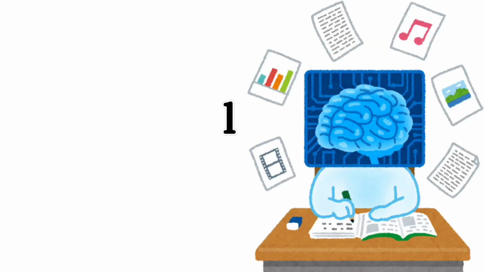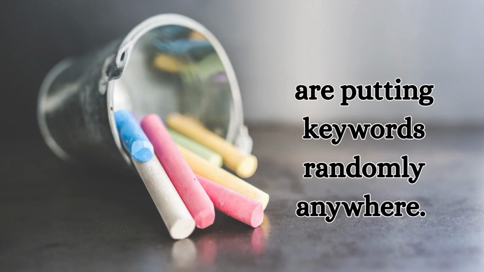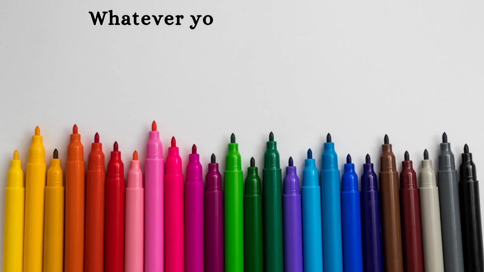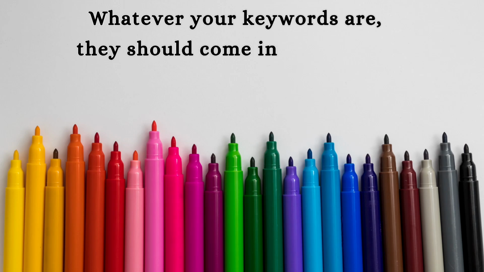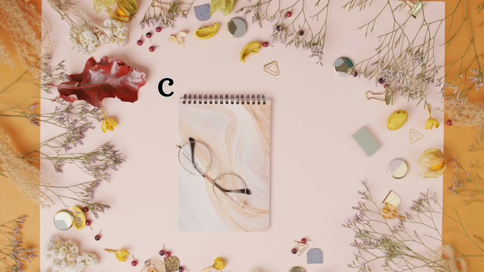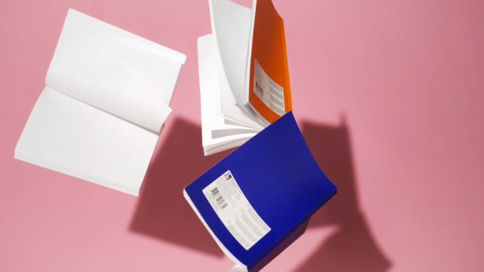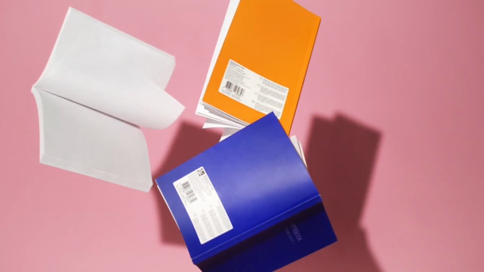You will also have to be natural. It is not that we are putting keywords randomly anywhere, whether they are fitting or not. Whatever your keywords are, they should come in a sentence, topic, or in a paragraph in a systematic way. We have to do keyword planning in an organized way. Then write content according to the keywords so that the keywords and the content become a perfect combination to be ranked for our website.